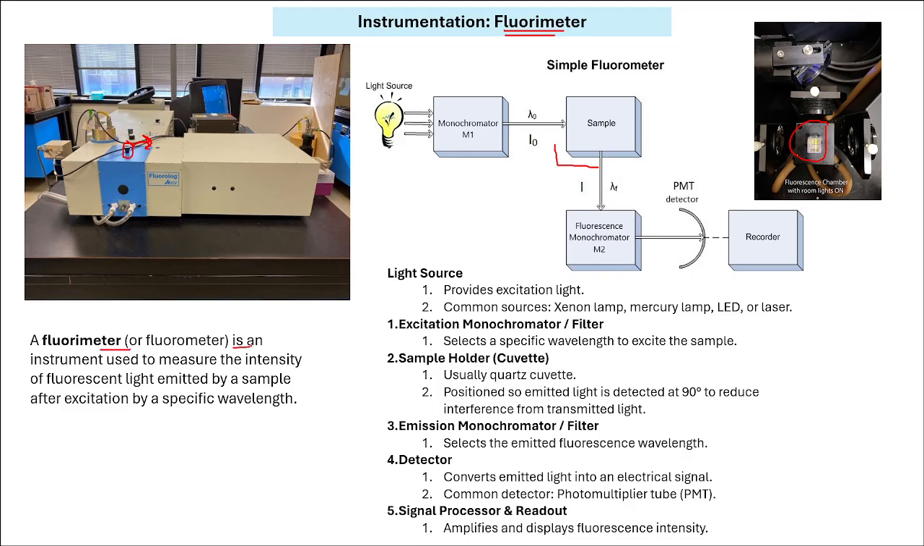A fluorimeter is an instrument used to measure the intensity of fluorescent light emitted by a sample after excitation by a specific wavelength. So, you will do the excitation. The light will come from somewhere like this, fall on the sample, and then at 90 degrees it will be deflected 90 degrees.